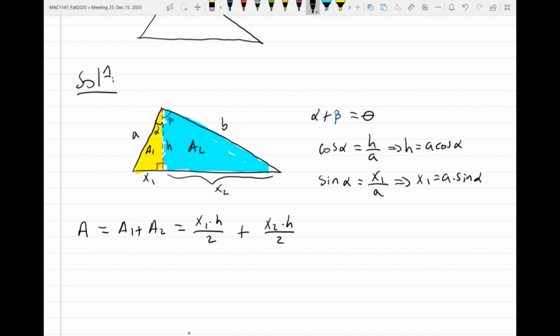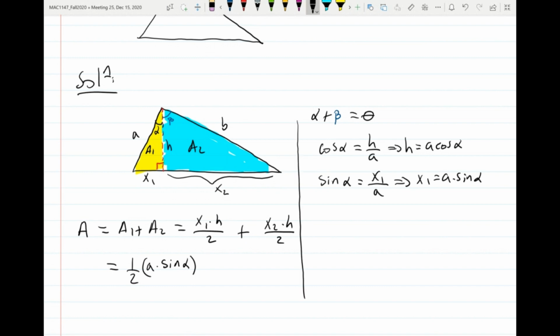So what do we get for the first formula? We're going to have 1/2, and X1 equals A times sine of alpha. And then H, let's see, I don't want to touch H yet. And there is a reason for that.